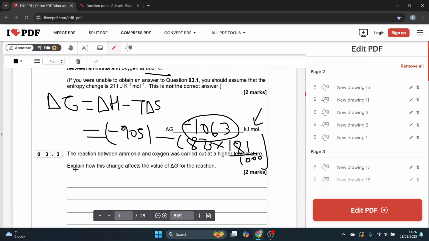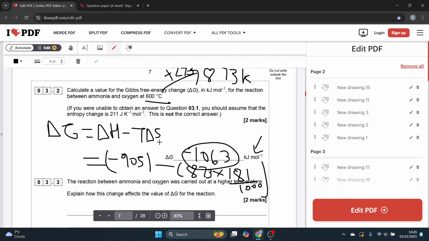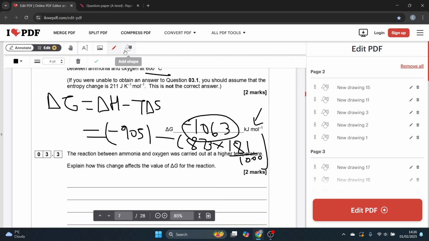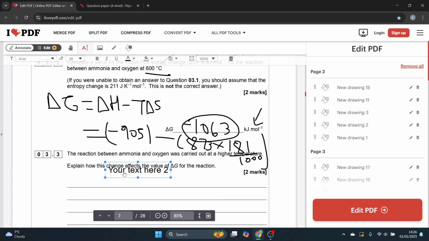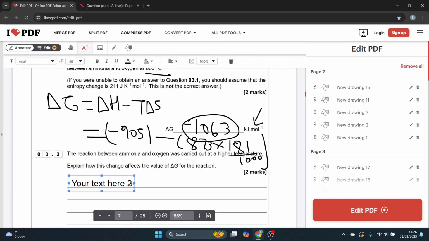So what will happen to the Gibbs free energy change? Well, if the entropy change is more negative, it's going to be delta H minus an even more negative value. It's basically adding it now because 2 negatives make a positive. So what will happen to delta G? Well, the Gibbs free energy change becomes more negative.